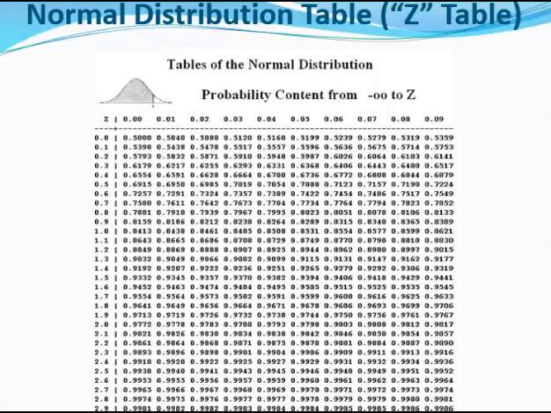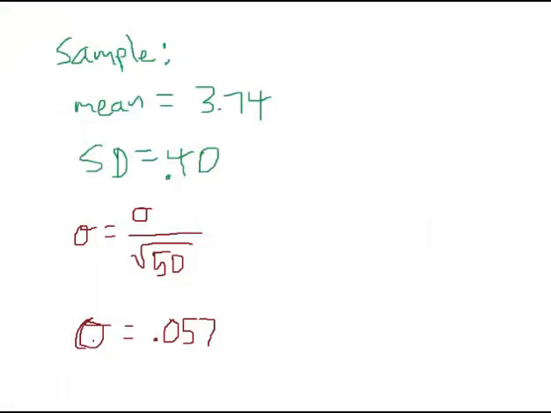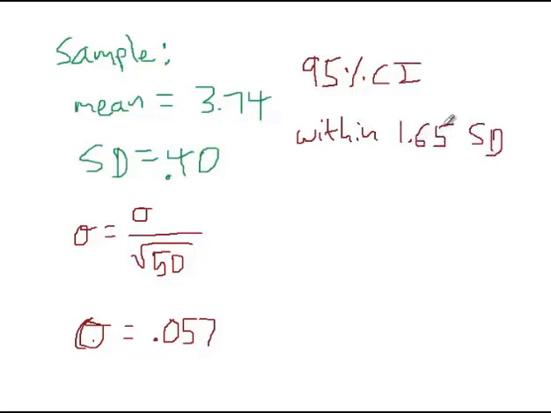So we'll call it 1.65 standard deviations. So in order to get a 95% confidence interval, since it's a one-tailed hypothesis distribution, 95% CI means that it has to be within 1.65 standard deviations. Fine. So what is our standard deviation? We're looking at our population mean standard deviation, which is 0.057 times 1.65.